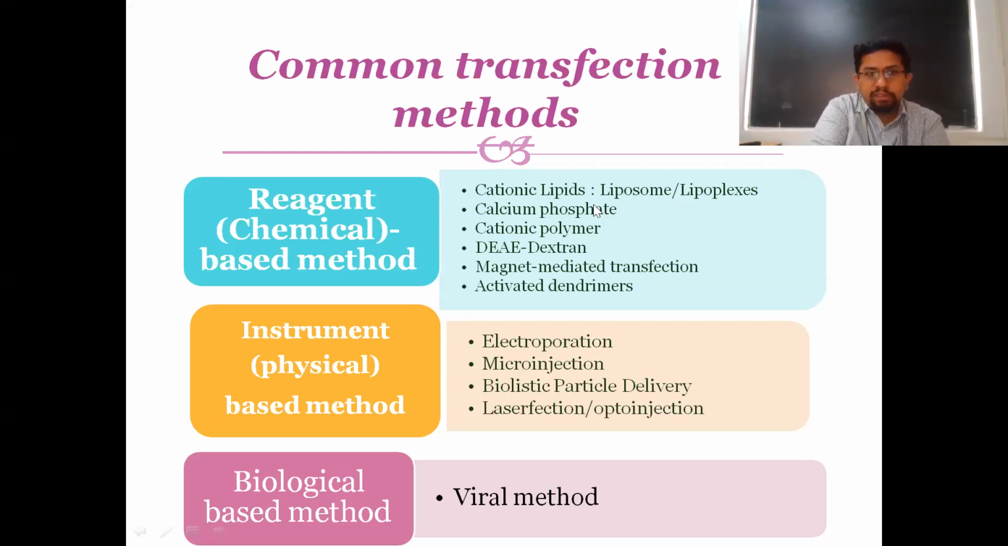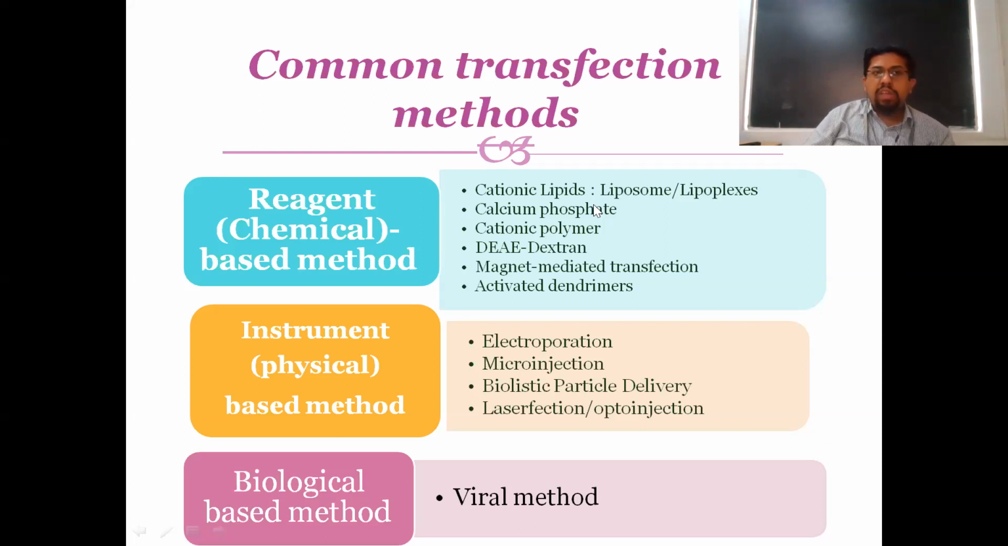Dextran is a naturally available polymer which is covalently linked to diethylaminoethyl. So that too is positively charged because of the amino group which is present. The amino group will start interacting with the negative charge of your sugar phosphate backbone, and that will help it to enter the cells. Then we have magnet-mediated transfection.